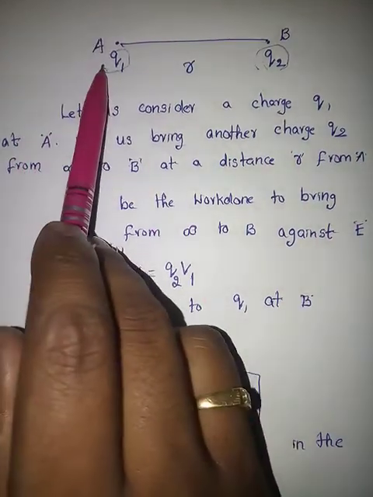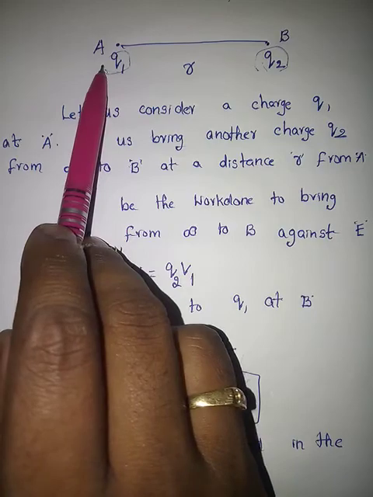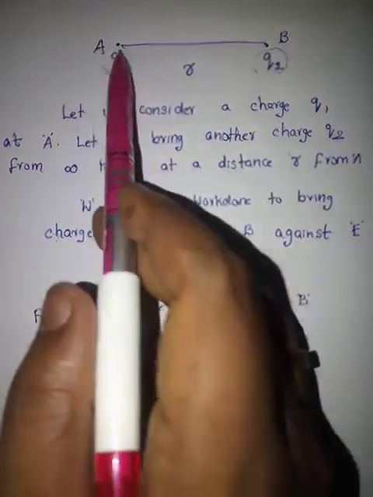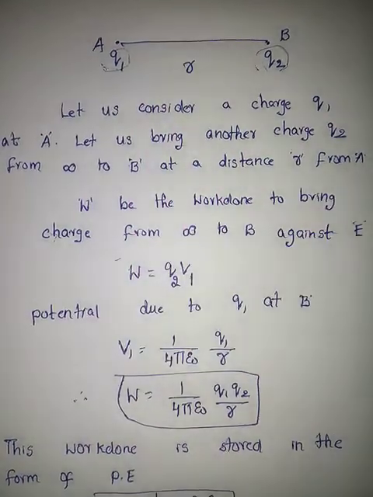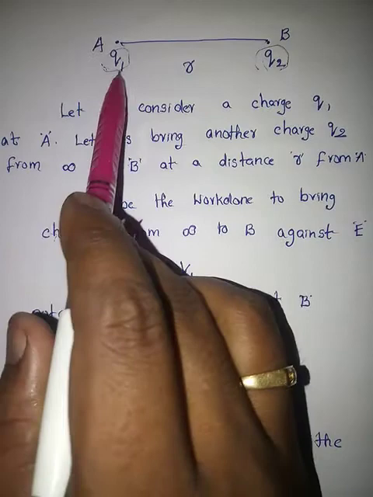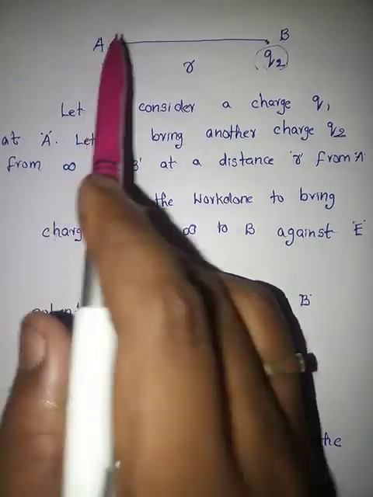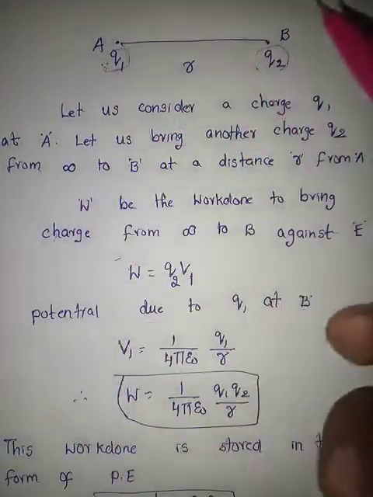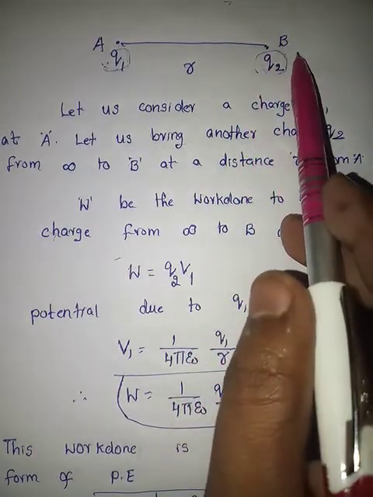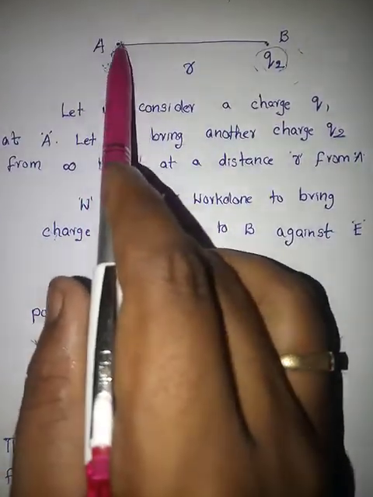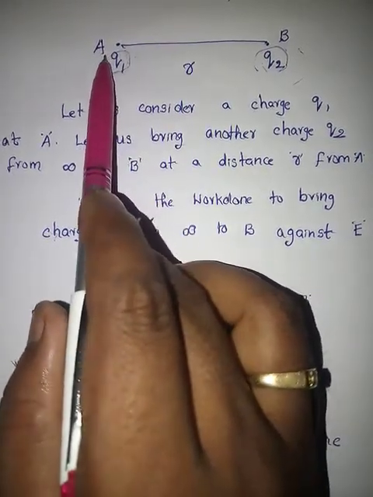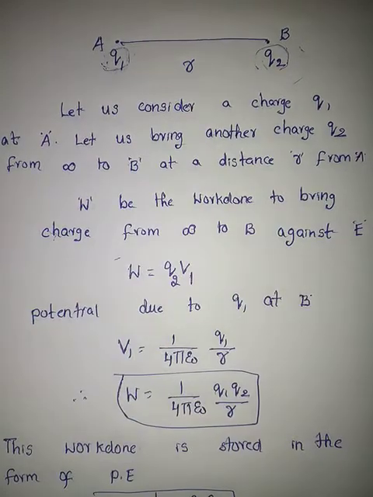So what did we consider here? We have taken a charge Q1. Now to form a system of two charges, we have to bring one more charge. To bring the first charge, there is no need to do work, which means the work done is 0 because there is no electric field present. Now we are going to bring a charge Q2. There is a charge already present in this system, so we need to do work against the electric field produced by charge Q1.